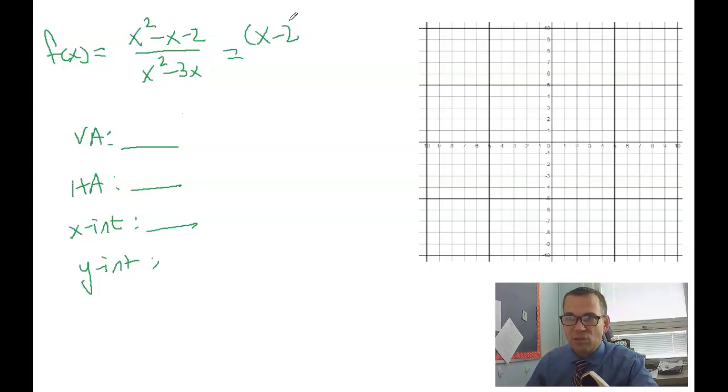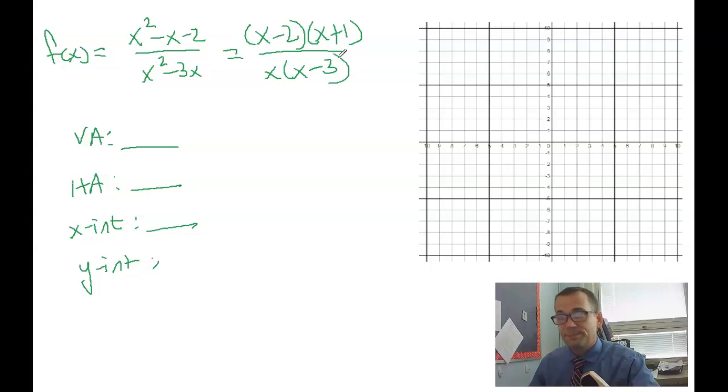Top factors into x minus 2, x plus 1. The denominator, I can pull out the common factor of x, x minus 3. Vertical asymptotes are the places the graph cannot go. So any place where I might divide by 0, I can't have the graph going there. So I'll look at the denominator and determine the zeros of the denominator. They are 0 when x equals 0 or when x equals 3.